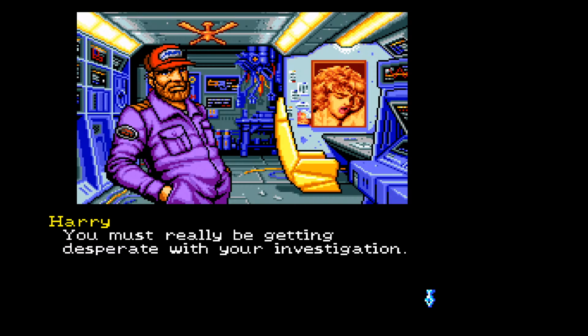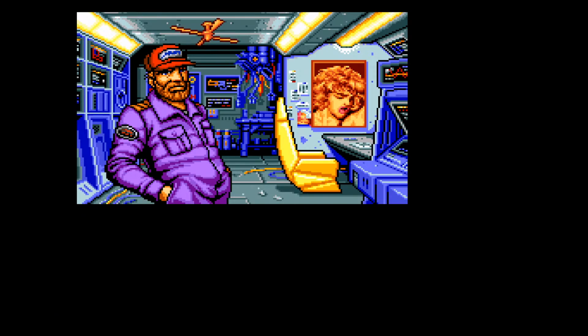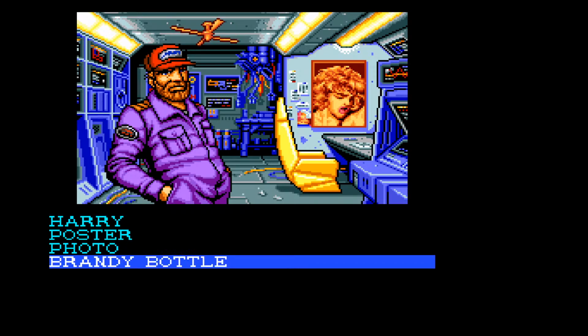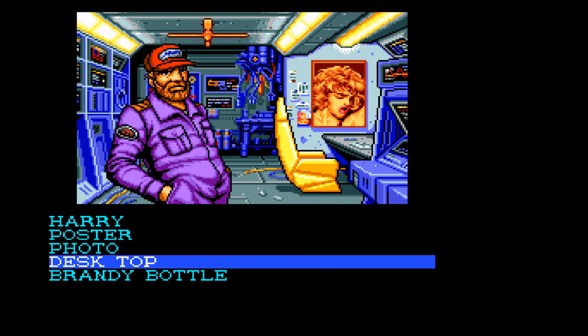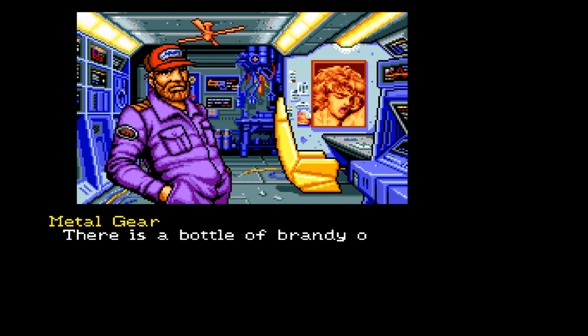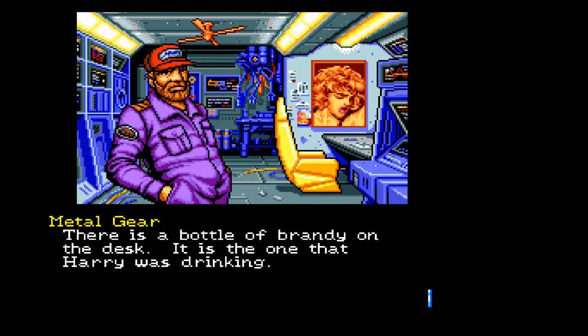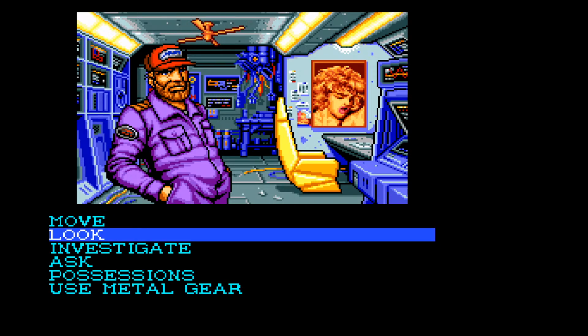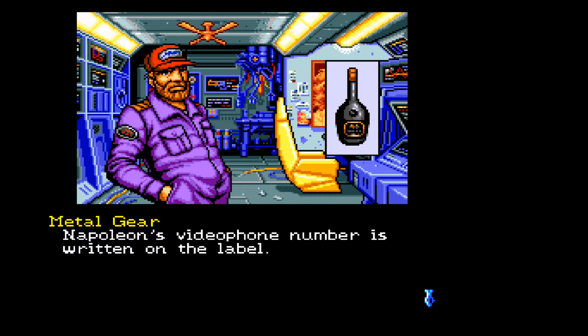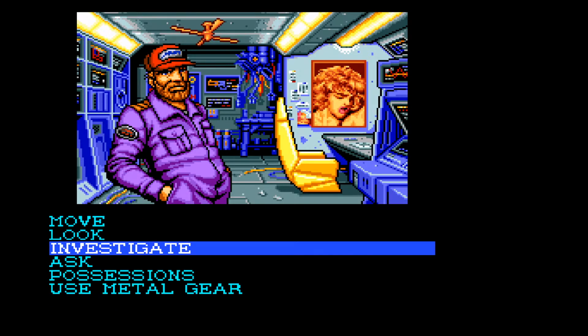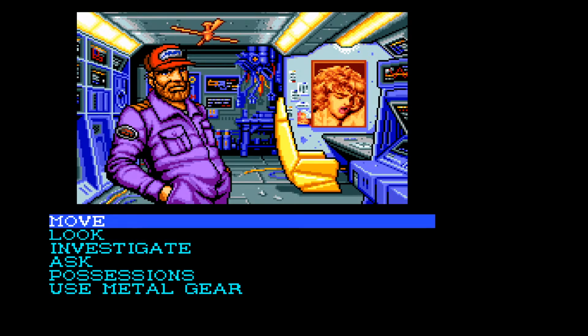You must be getting really desperate with your investigation. Okay, so I've already looked at the bottle, so that's not really necessary. Desktop, there's a bottle of brandy on the desk. It is the one that Harry was drinking. Let's take another look at the brandy bottle. Okay, I just wanted to see if there was going to be anything different.